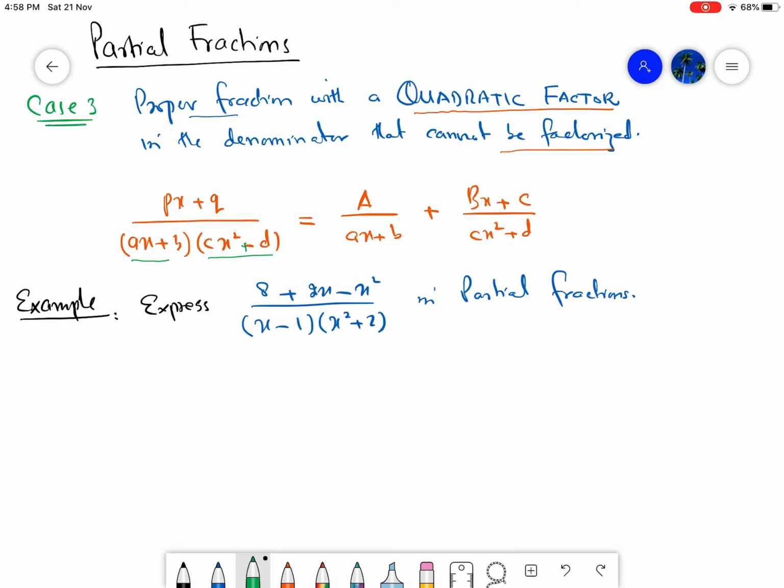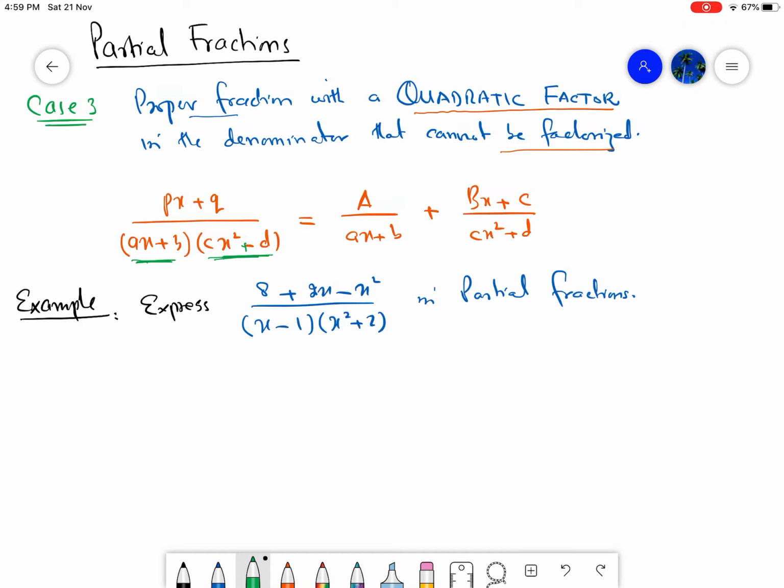So here you can see that this one is the linear factor and this is the quadratic factor cx² + d. So the partial fraction of this one will be equal to A over ax + b, A over the linear part, plus (Bx + C) over cx² + d. So (Bx + C) over the quadratic part.